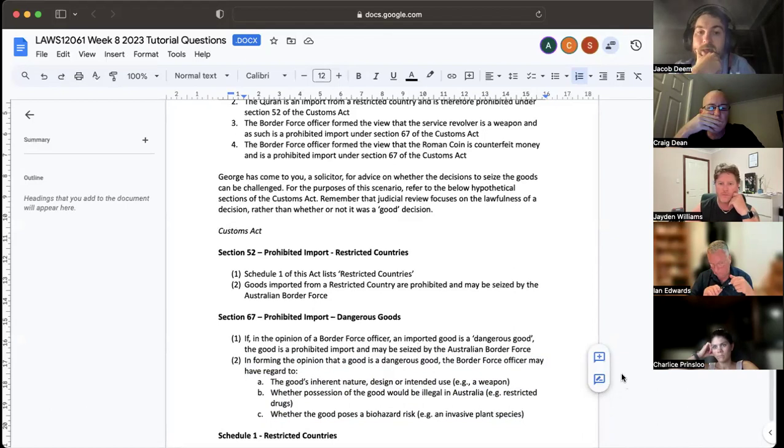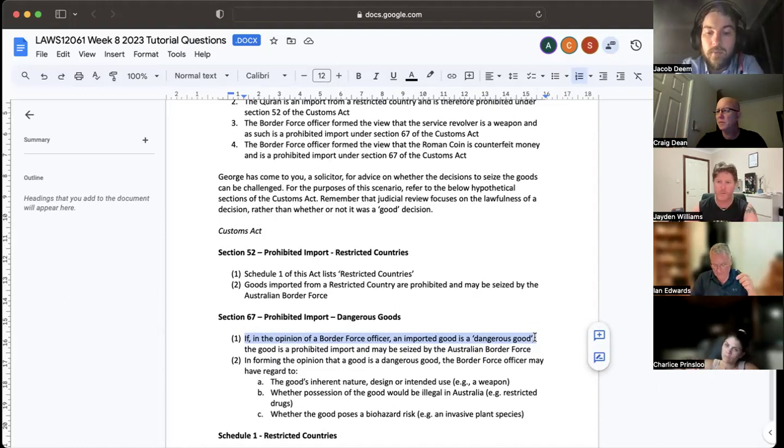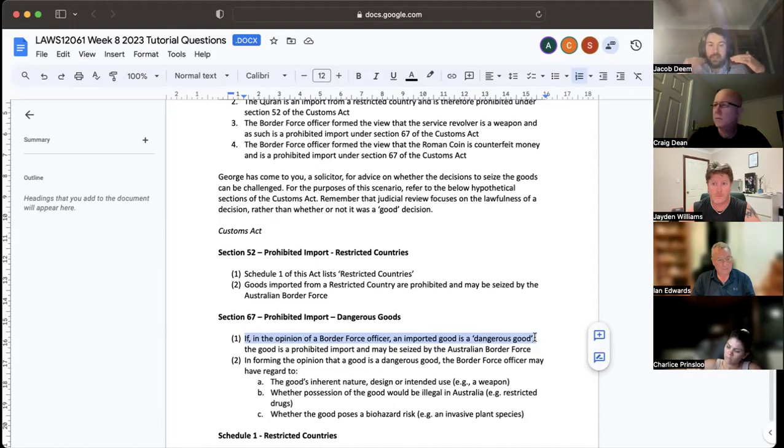Yep. And the key thing here is did they decide that it's a dangerous good, right? If they thought to themselves, no, I don't think this is dangerous, but we're going to seize it anyway, then procedurally there's an issue. But because the decision maker under the Act is given the power to decide whether an imported good is a dangerous good or not, immediately once they've decided, yes, I think that's a dangerous good, the court's ability to intervene on that jurisdictional element is pushed aside, right? It's a non-jurisdictional fact.